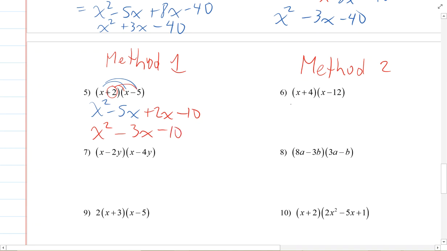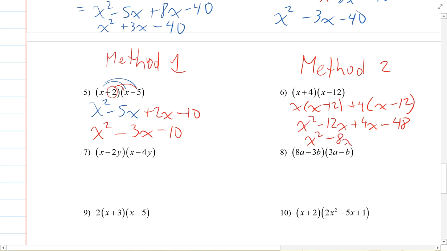Method 2, I'd write it out, x times x minus 12. And then plus 4 times x minus 12. And so I get x squared minus 12x plus 4x minus 48. X squared minus 8x minus 48. Okay, good.